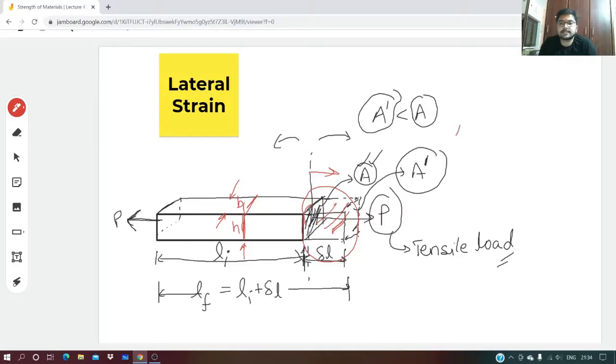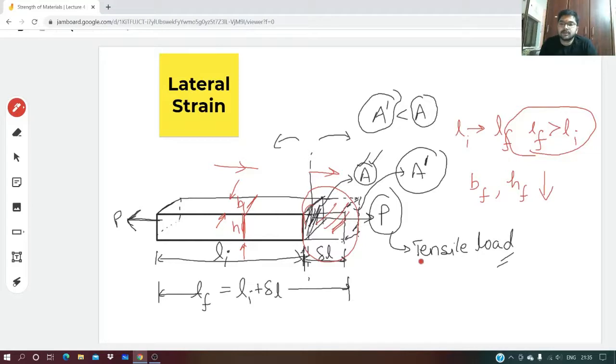So when the length is stretching, the final length Lf is greater than the initial, that means it is under tensile load in the longitudinal direction. Along the length, it is the longitudinal direction. So for example, if it is stretching, then automatically the final breadth and final height are reducing, right? That means the area of cross section, what is the area of cross section? B into H. Originally the breadth was this, the original height was this. In the final case, the final breadth is this, the final height is this.